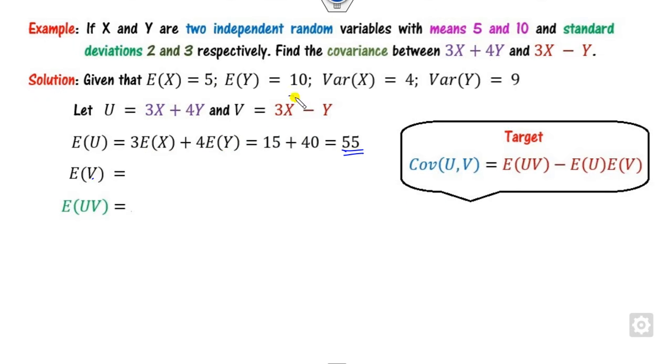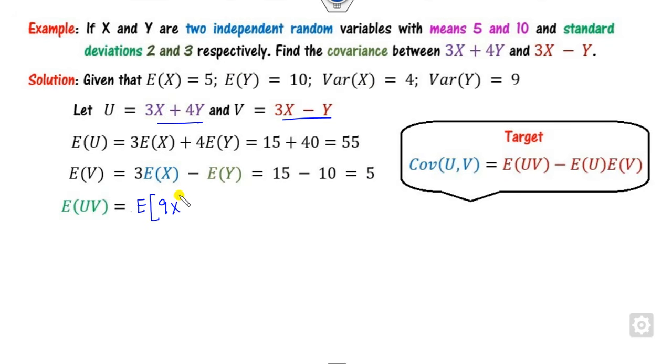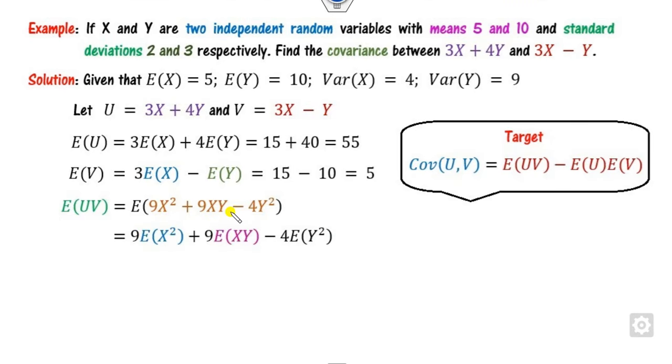Similarly, what is the E of V? V is here. If I take this value, this is E of X, minus 1 is outside, E of Y. So E of X is 15, minus 10 is nothing but 5. How do you find the E of UV? You can multiply them, this is U, this is V. So this is the E of 9X square minus 3XY plus 12XY minus 4Y square. Once you multiply, you will get this. After that, you will simplify and get here.